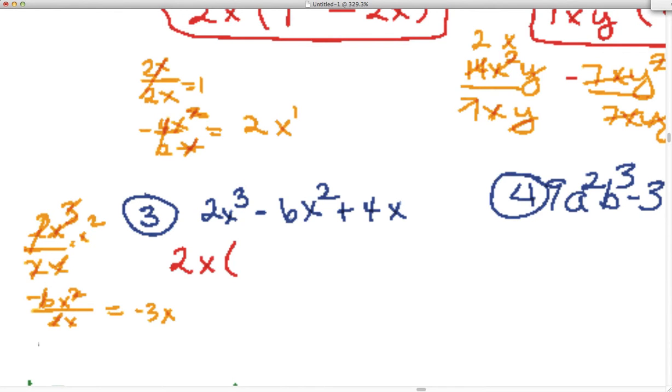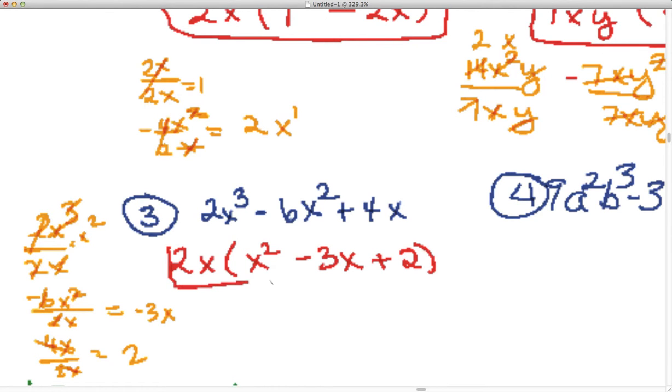And then finally, we have a 4x over a 2x, which cancels and gives me a 2. So if we were to plug in your answer, you would get x squared minus 3x plus 2. So here is your final answer.